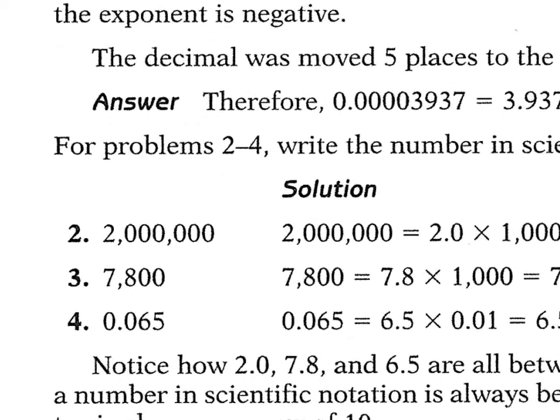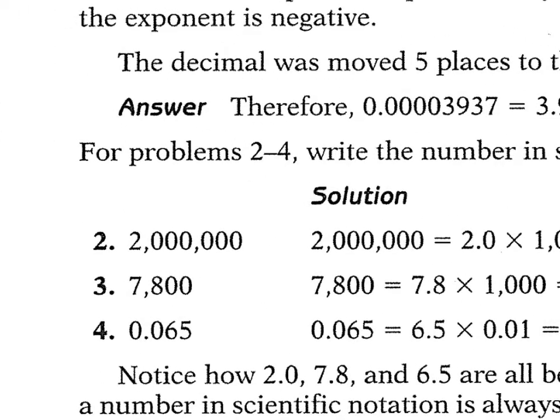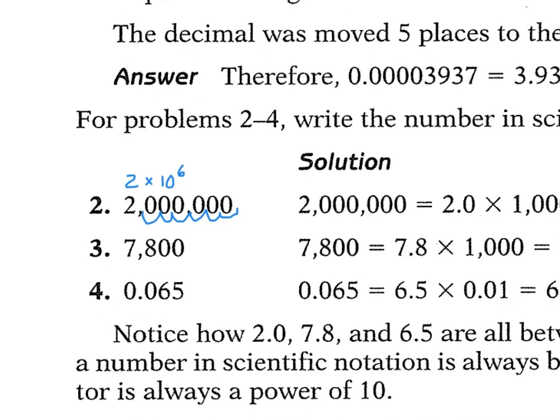So looking at number 2, we need to count how many times we move our decimal place. So we move it 1, 2, 3, 4, 5, 6. So we would have 2 times 10 raised to the 6th power. Here we have a really big number. We have 2 million. So our exponent on the 10 would be a positive number.